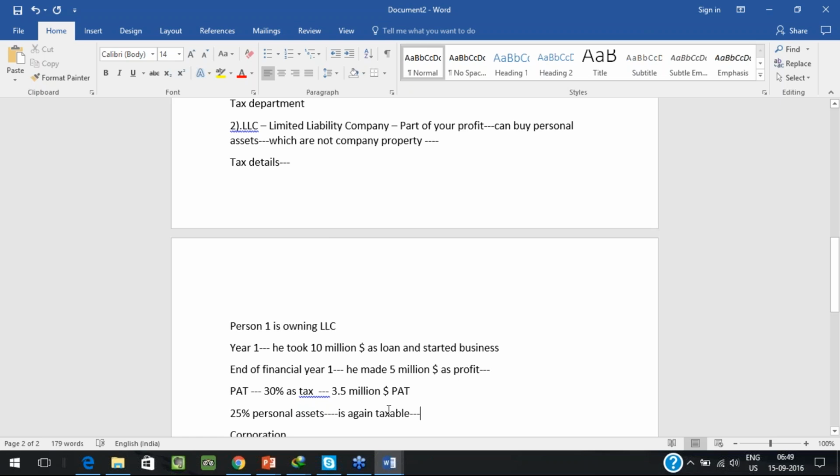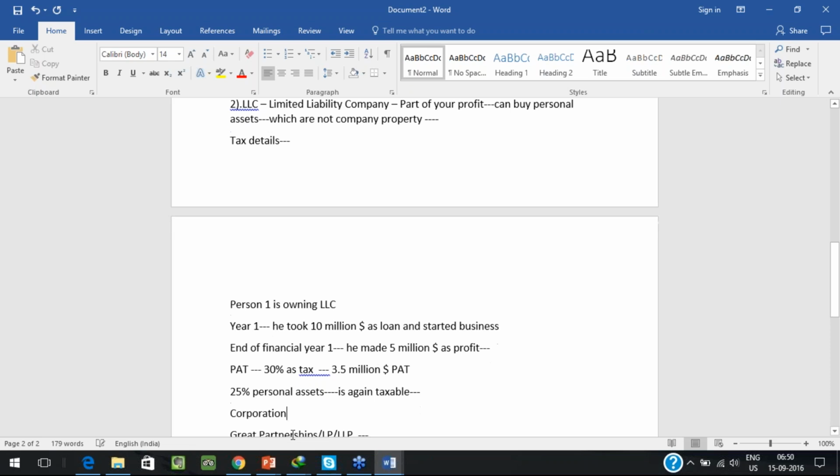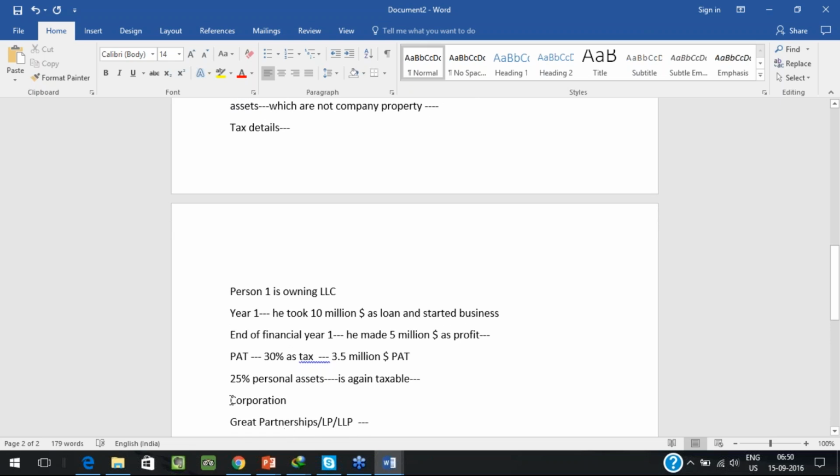Generally, mid-sized companies will go for LLCs. Some 10 to 50 million dollar organizations will generally go for an LLC, based on the continuity of the business they are looking at. The next one is corporation.